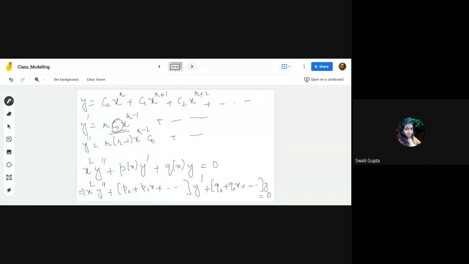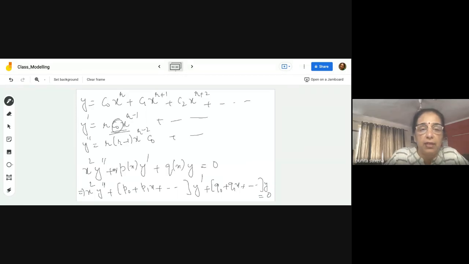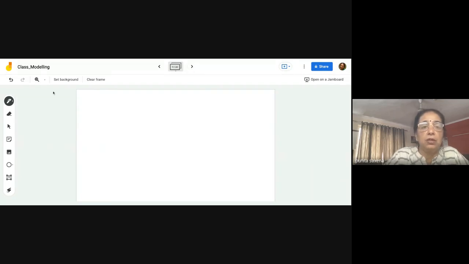Yes, ma'am. So even here, I'll have xpx and here I'll have x. Is that okay now? Right. Now when you substitute, you are going to get something like x square into y double dash, which is summation n plus r, n plus r minus 1, cn x to the power n plus r minus 2, where n varies from 0 to infinity. That was it, right?